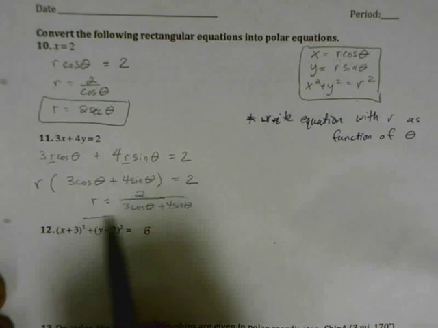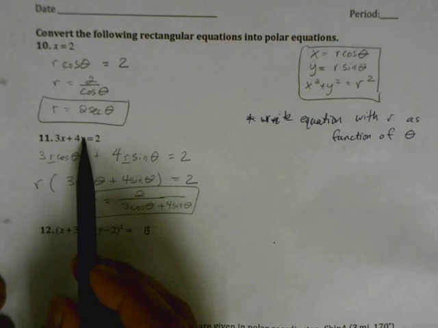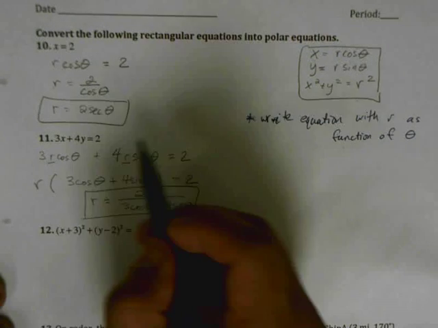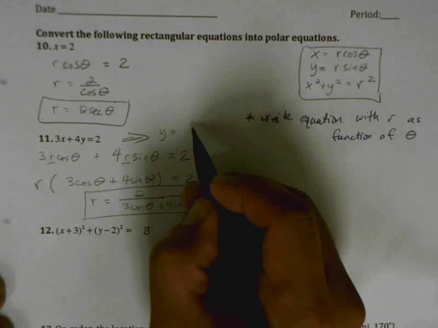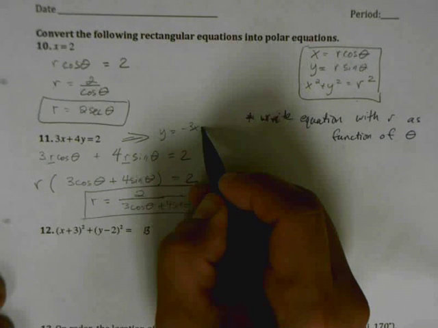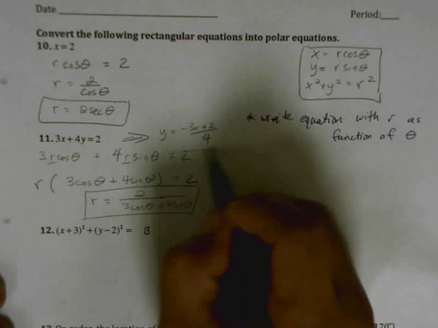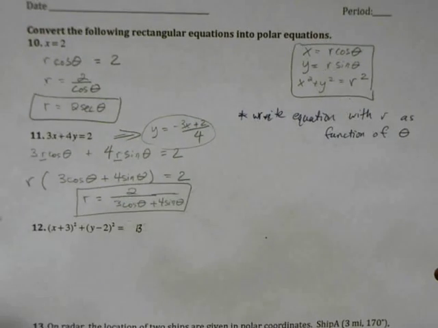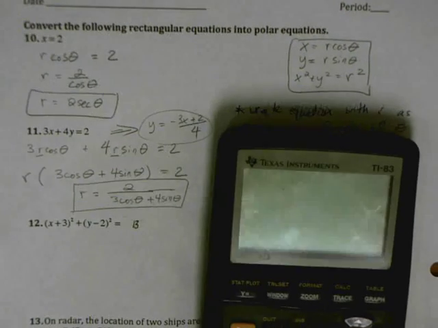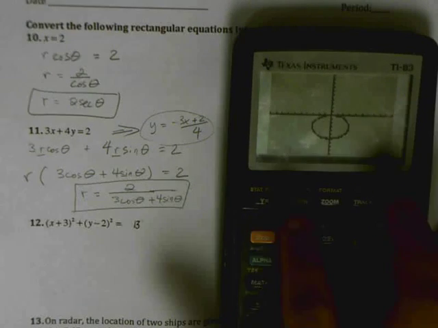So if I graph this equation in polar mode, it's going to give me the same thing as if I graph this in rectangular mode. Another way I can write this is y equals negative 3x plus 2, all over 4. So if I graph these two, they should give me the exact same graph. Let's do just that as a proof of concept.